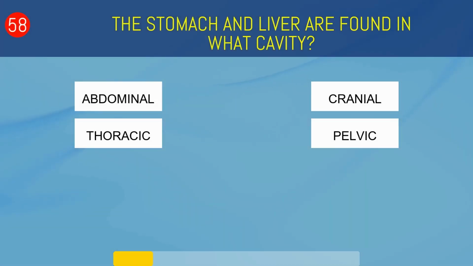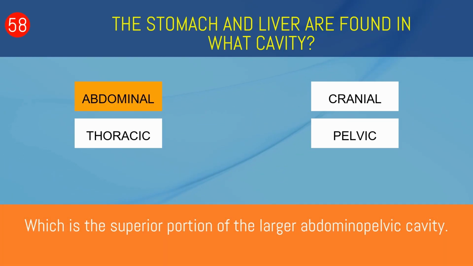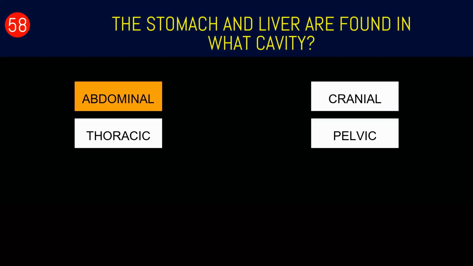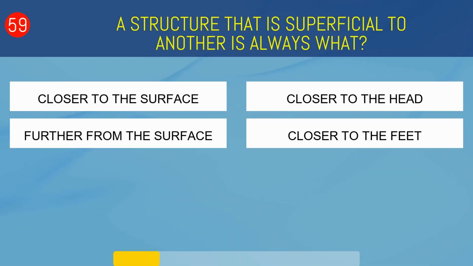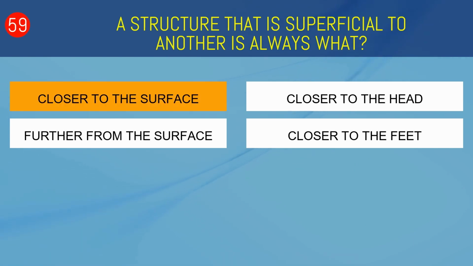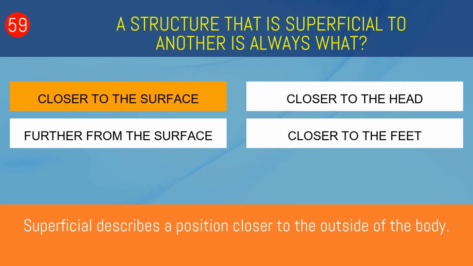The stomach and liver are found in what cavity? Abdominal, thoracic, cranial, or pelvic? Abdominal, which is the superior portion of the larger abdominopelvic cavity. A structure that is superficial to another is always what? Closer to the surface, further from the surface, closer to the head, or closer to the feet. Closer to the body surface. Superficial describes a position closer to the outside of the body.